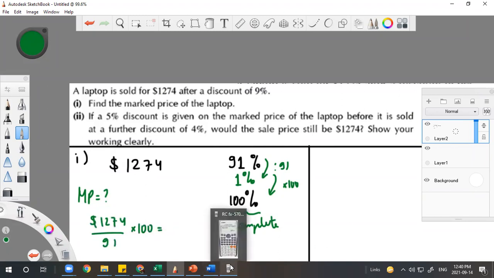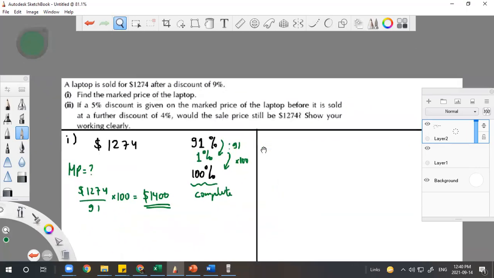1,400. Thank you. I don't have to do the calculation. So this will be the mark price for number 1. Now, continue for number 2.